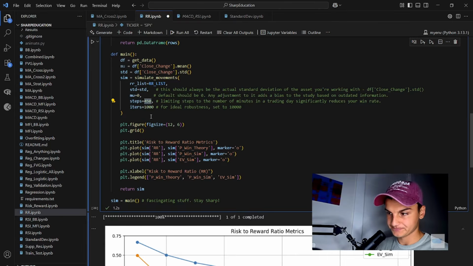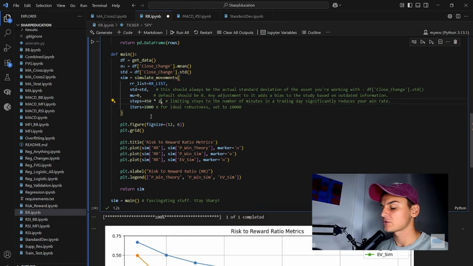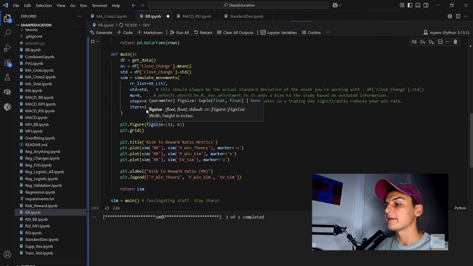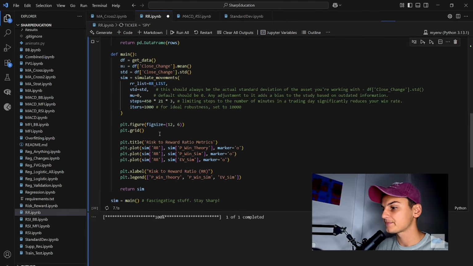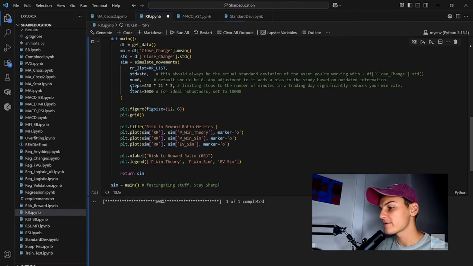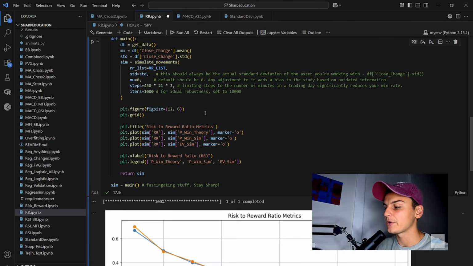So, for example, if we had a mu of 0 and I wanted to hold for 3 months, so that would be 450 is 1 trading day, then there are 21 trading days in a month, and then there are 3 months in a quarter. So if we ran for that much time, with 1,000 iterations, it's going to take a bit longer. What I'm going to want to see is our theoretical win rate probability equaling our simulated win rate probability.